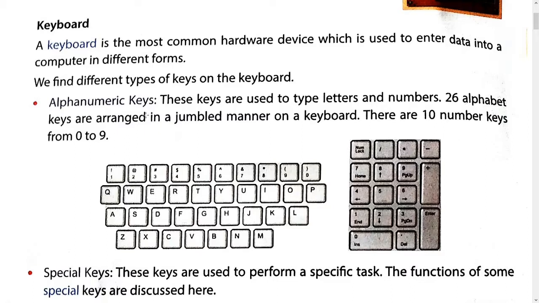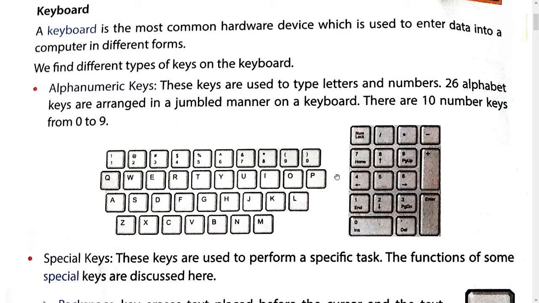Alphanumeric keys. There are 26 alphabets in English, so there are 26 alphabet keys, A to Z. They are not in proper order; they are arranged in a jumbled manner. And there are 10 number keys, 0 to 9. So in total there are 26 alphabet keys and 10 number keys. You can see the picture here.